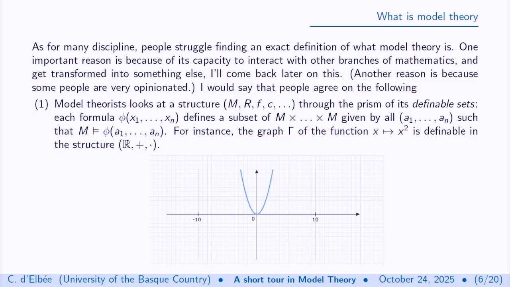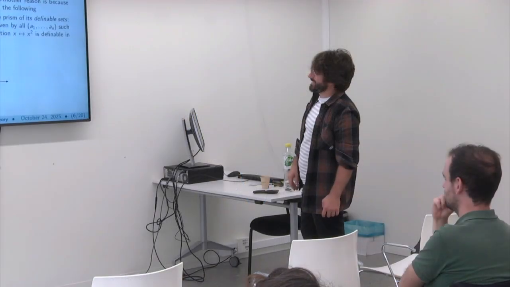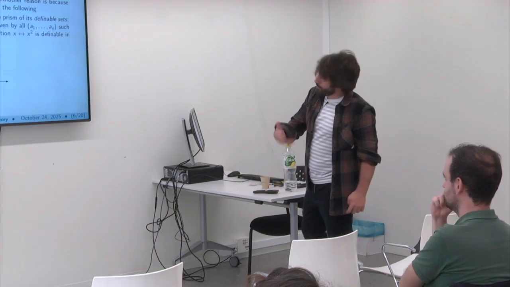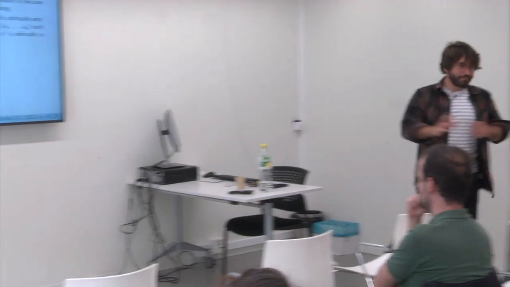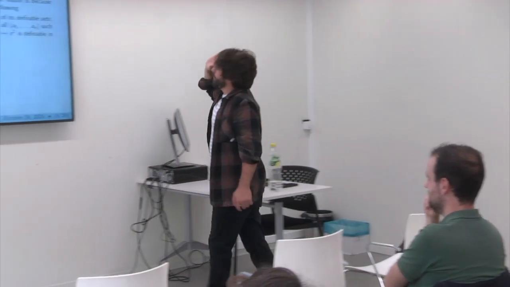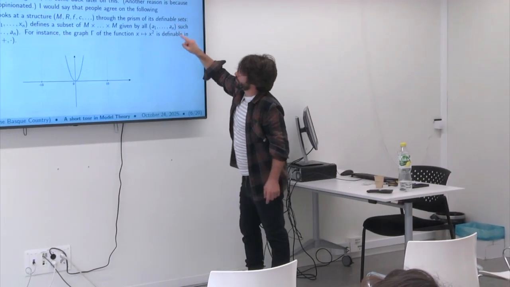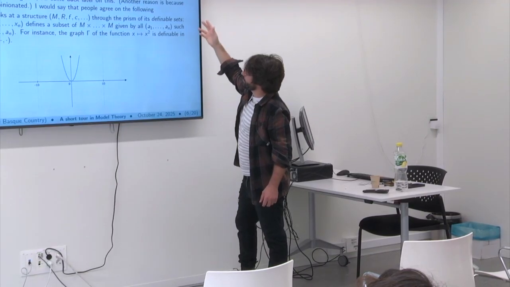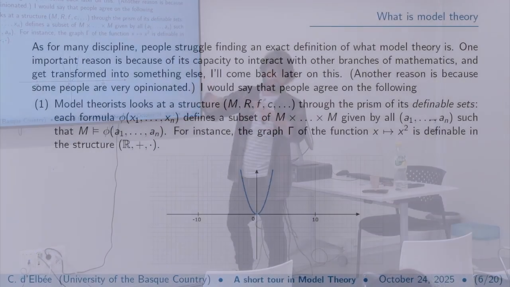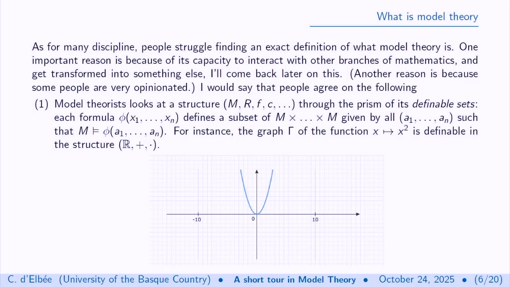Yeah, I mean, there is a little bit of intuition behind it, but when you have something very hard to define, you just use random words and hope that everybody agrees. Anyway, one of the reasons why it's hard to define is because it interacts a lot with other branches of mathematics. We will actually see a little bit more on this at the end of the talk.